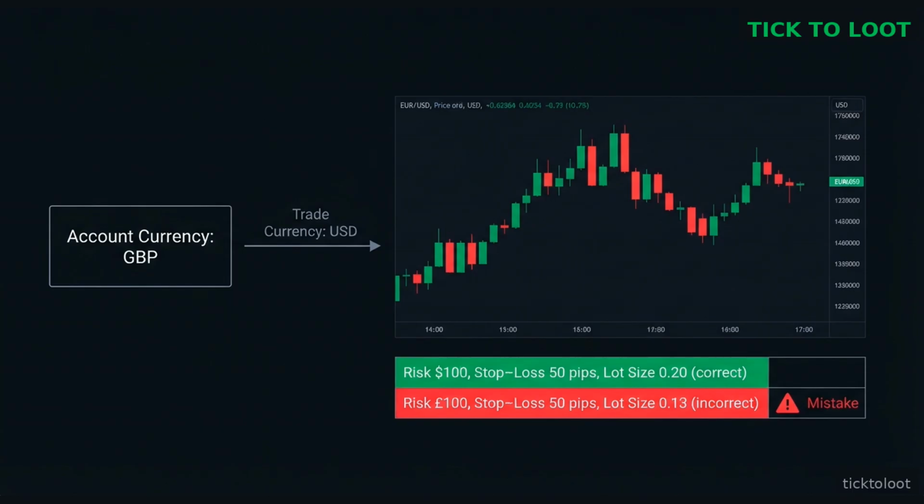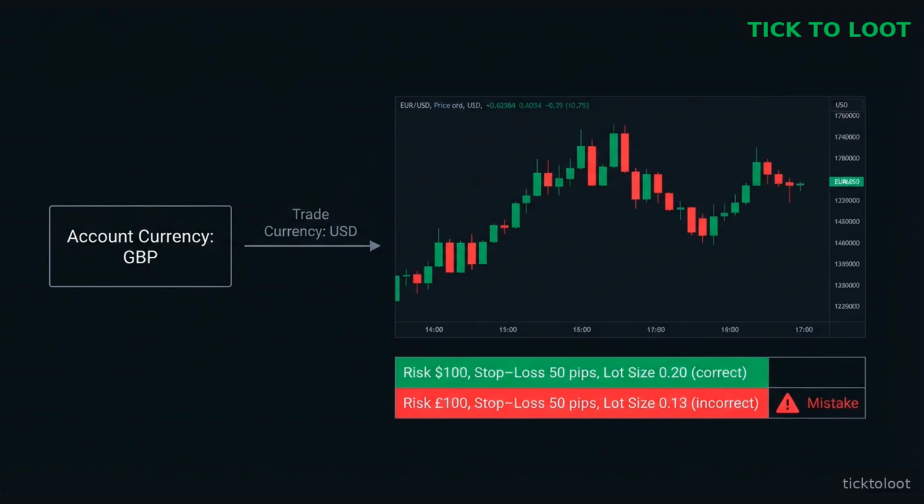If you tell the automation to risk $100 instead, the script will produce a smaller lot size, perhaps 0.13 instead of the correct 0.20, because it thinks you are willing to lose less money than you truly are. This mismatch can either overprotect you, reducing potential profit, or underprotect you, exposing you to larger losses than intended. The diagram on screen shows a correct calculation on the top row in green and a mistaken conversion on the bottom row in red, with a warning triangle highlighting the error.